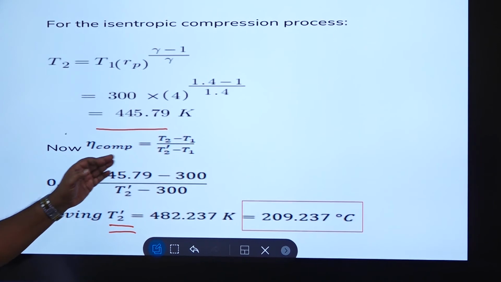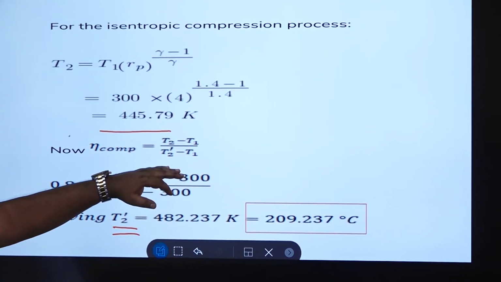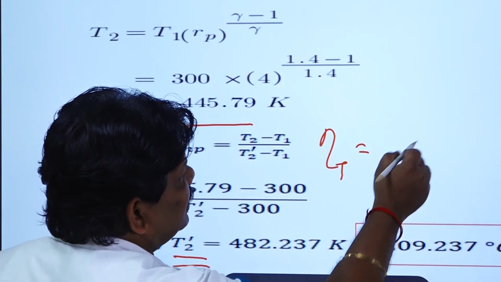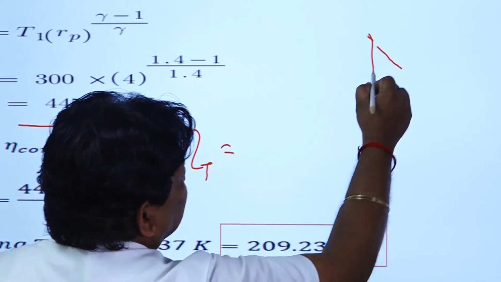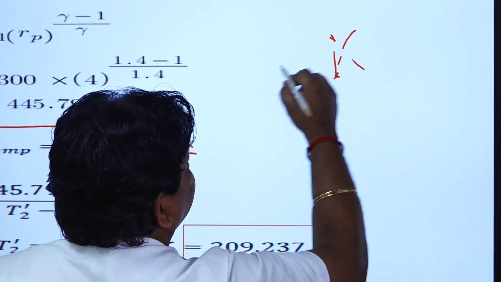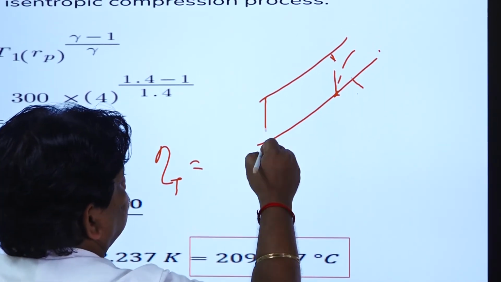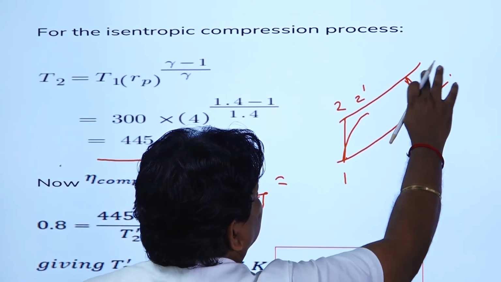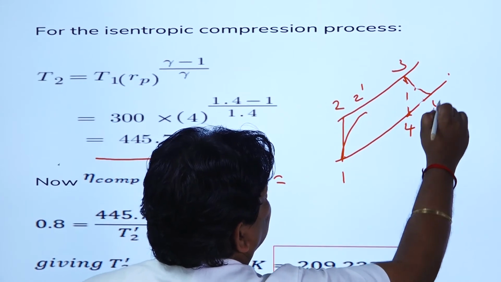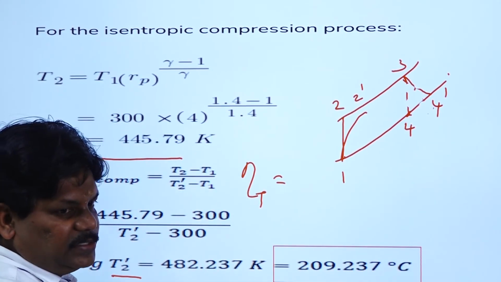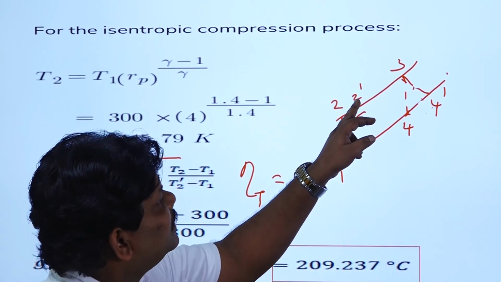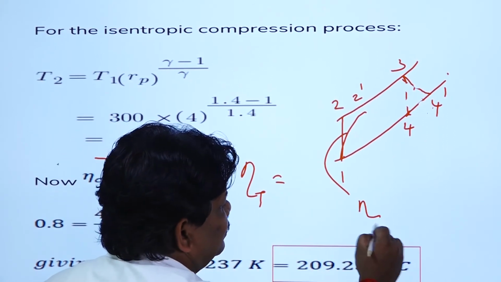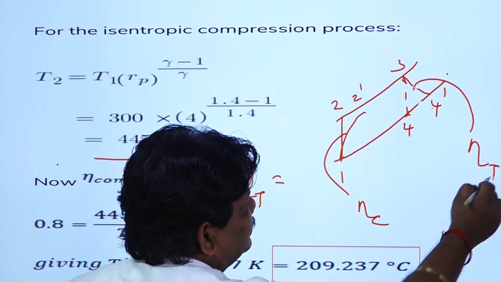So efficiency is equal to (T2 minus T1) divided by (T2 dash minus T1), and for the turbine it is the inverse. When you draw the curve like this, you can see 1, 2, then 2 dash, 3 to 4, and 4 dash. Okay, so this is the diagram. This 1 to 2 dash will represent the efficiency of the compressor, and here it represents the efficiency of the turbine.